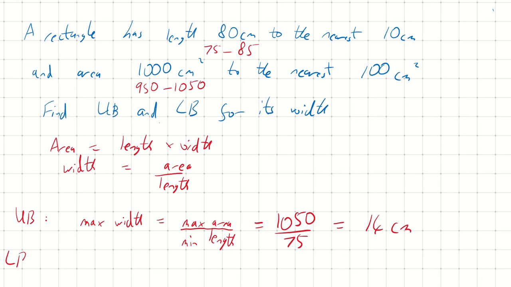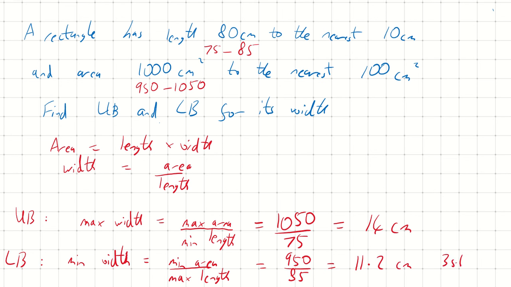Similarly, if we're doing the lower bound, which is the min width, now we want to be dividing as small an area by as large a number as possible. So we want the minimum area, 950, divided by now 85, which is 11.2 centimeters to 3 significant figures. It doesn't go exactly. And there we go, the upper bound and lower bound for the width.